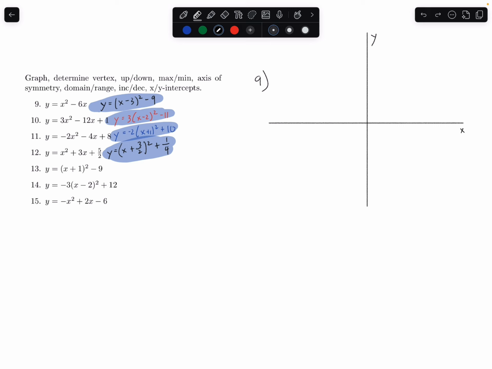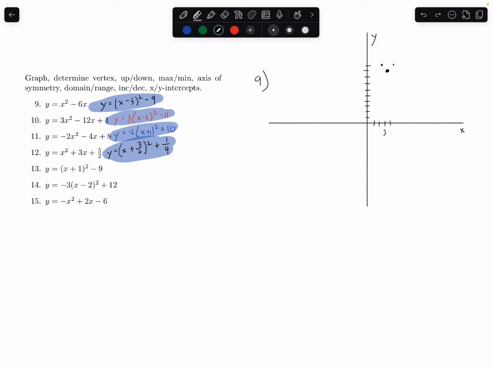K is negative 9, h is... I'm sorry, no, h is positive 3 because it's minus h, right? So our vertex is at (3, negative 9), so I'm going to go 1, 2, 3, and down by 9. 1, 2, 3, 4, 5, 6, 7, 8, 9. And that's your starting position. Now a is positive 1. If there's nothing, it's like there's an invisible 1, right? So that means you're opening upwards. If you go 1 to the left, you're going to climb 1 up, and 1 to the right, you're also going to climb 1 up. Okay, so your parabola looks something like this.